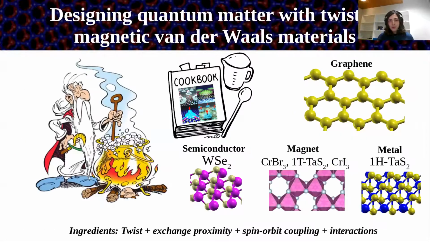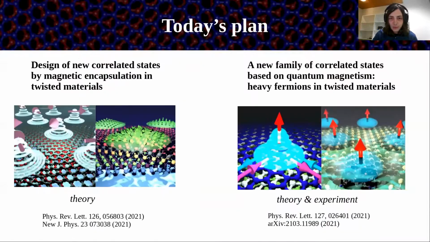So from the point of view of what is the recipe that we are going to follow, the idea is actually pretty simple. We are going to take these materials, graphene, different semiconductors like tungsten diselenide, different magnets, and even metals like thallium sulfide. And we are going to essentially combine twist engineering, excitation proximity effects, spin orbit coupling effects, and interactions. And the idea is that if we do this in the right way with the right parameters in each case, we can perhaps get the correlated state that we are looking for.